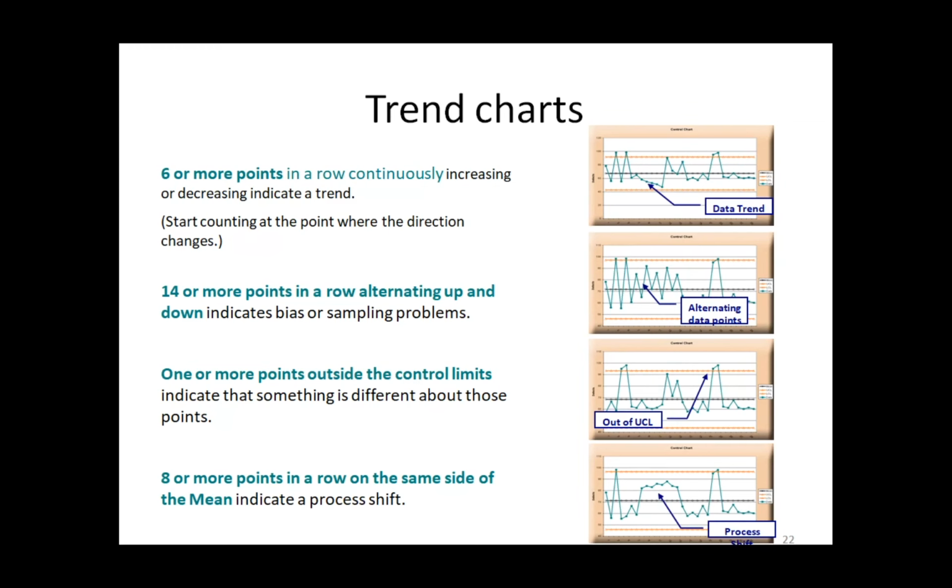And the last two, as you see on this slide again, one or two, and this is what we already talked about, outside the limits. So something drastically different happened, or 8 points on the same side of the mean, that also indicates something different happening. And if it is good, we can sustain it. If it is not good, we'll have to check what's happening and take corrective measures proactively.